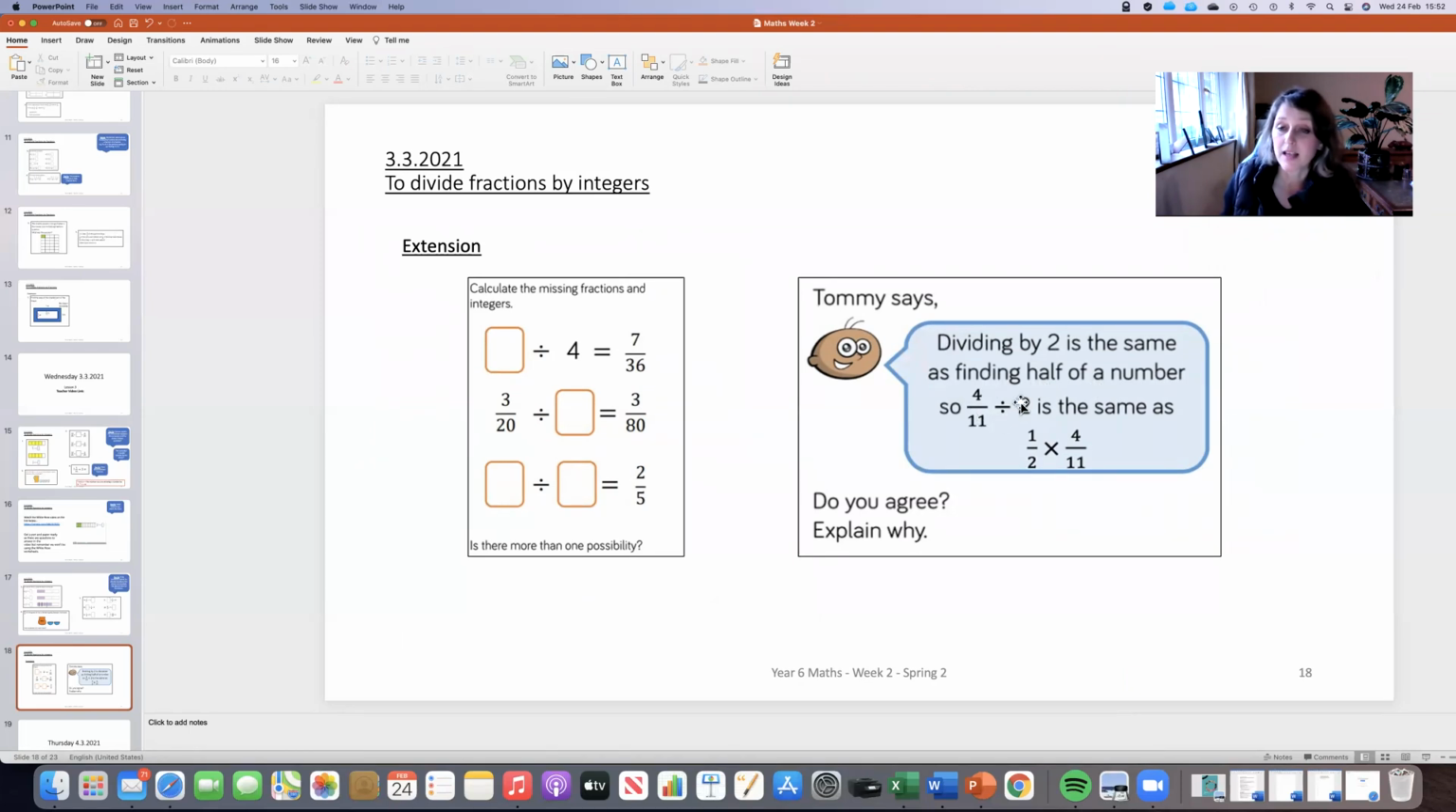So if you are saying 4/11 divided by 2 is the same as saying half of 4/11, do you agree with him? And explain why. So enjoy your maths today, enjoy the challenge, and don't forget writing all your equations out as you do, not just the answers, and please send them through to us so we can all see.